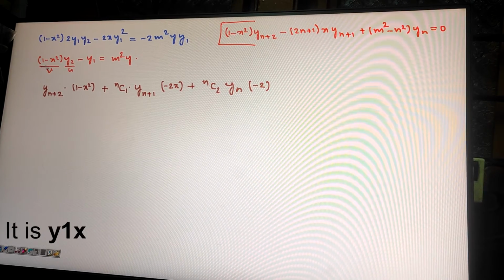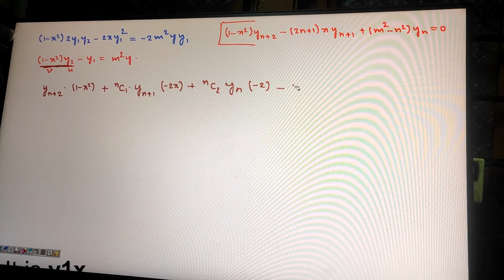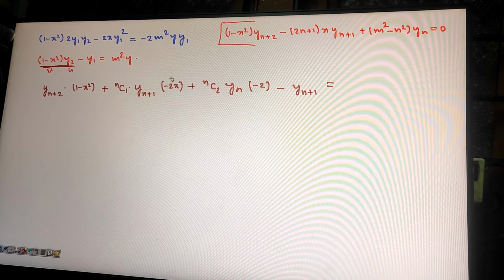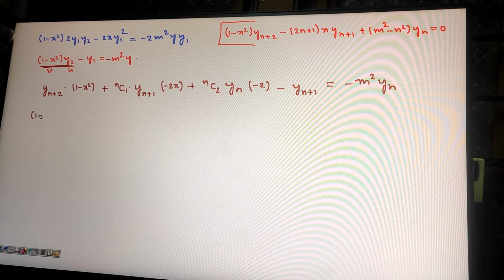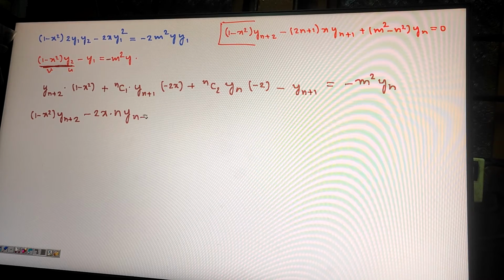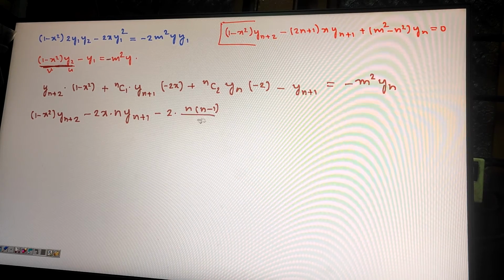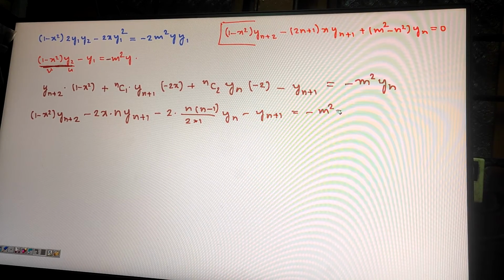So for this, Leibniz theorem is over, right? For this term we can simply, because this is only 1, write minus y n plus 1 is equal to, this is negative here, minus m square yn, right? Now we will rearrange the terms. Okay, y n plus 2 now, nc1 is nothing but n, y n plus 1, minus 2, nc2 is nothing but n into n minus 1 divided by 2 into 1, and yn, minus y n plus 1 is equal to minus m square yn.